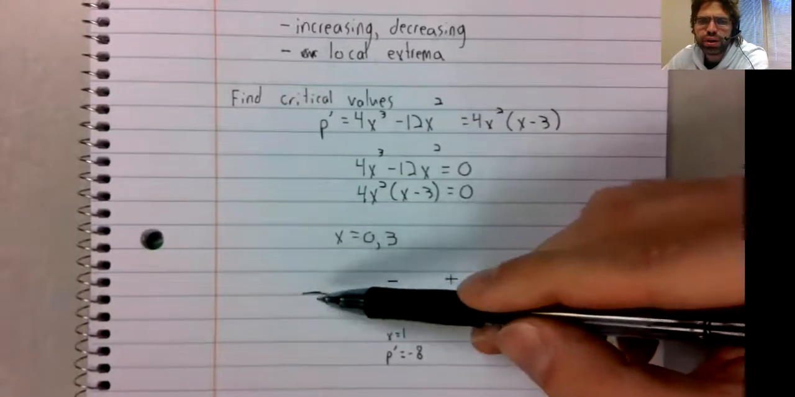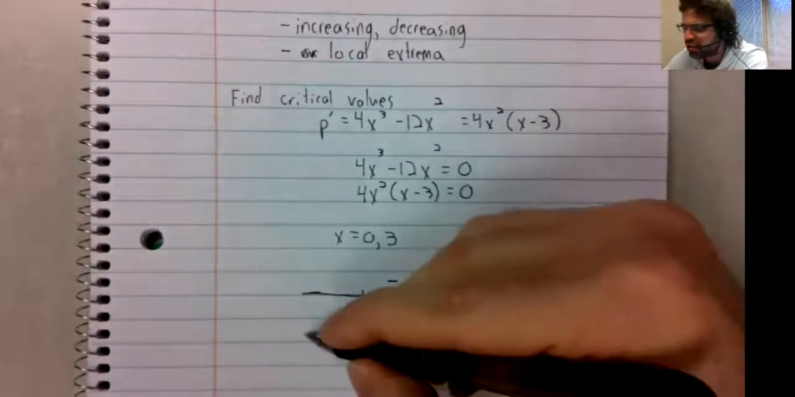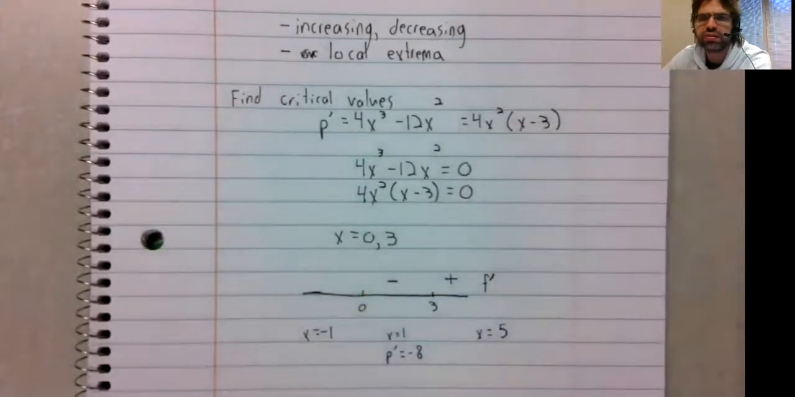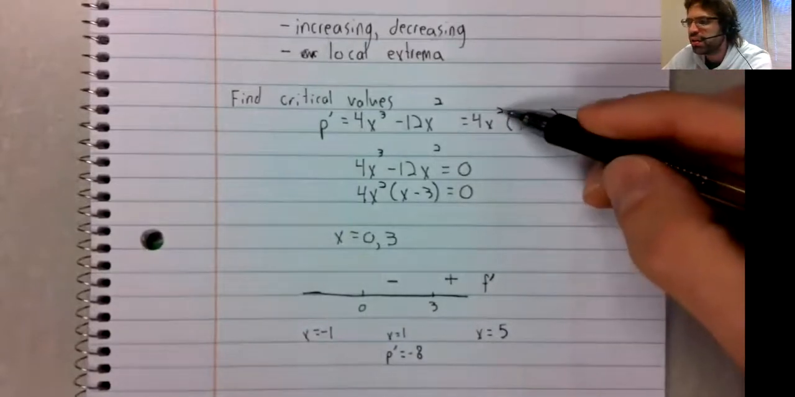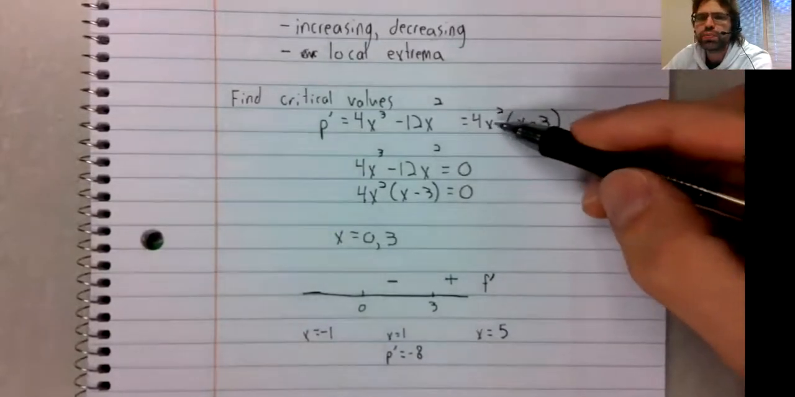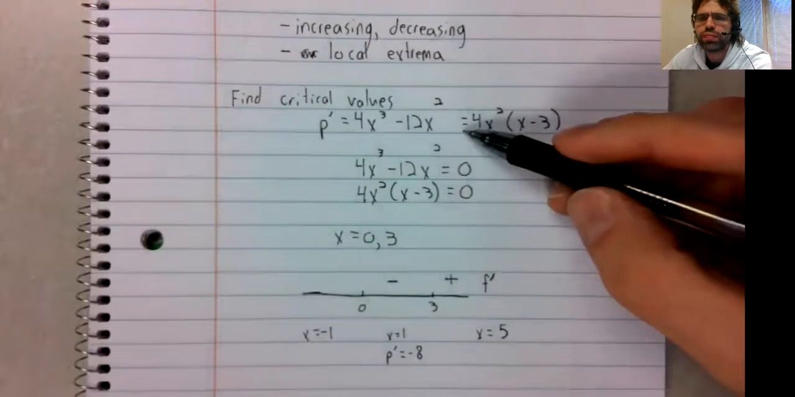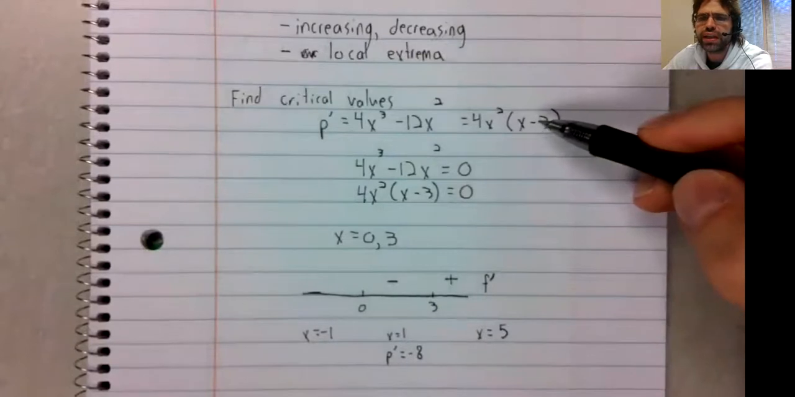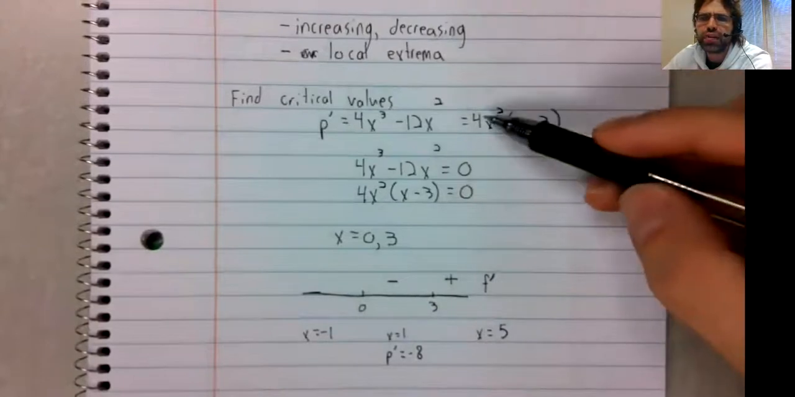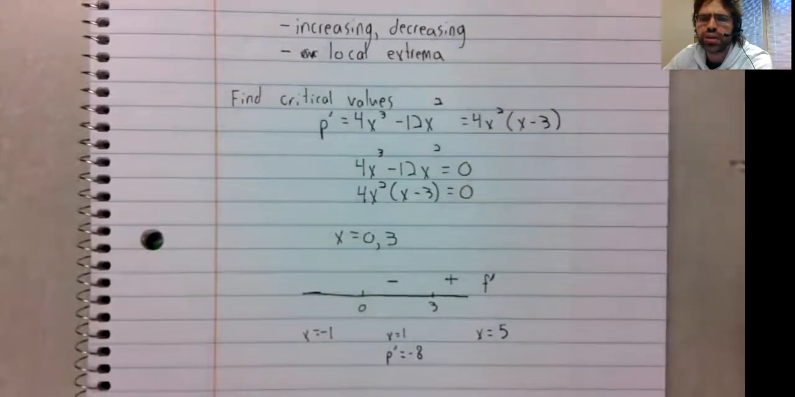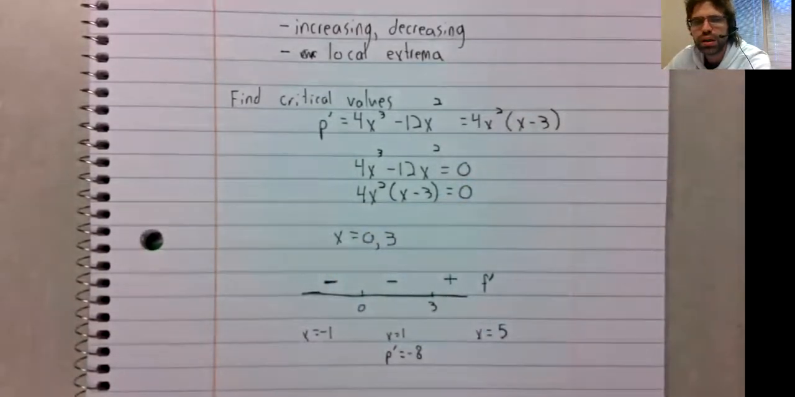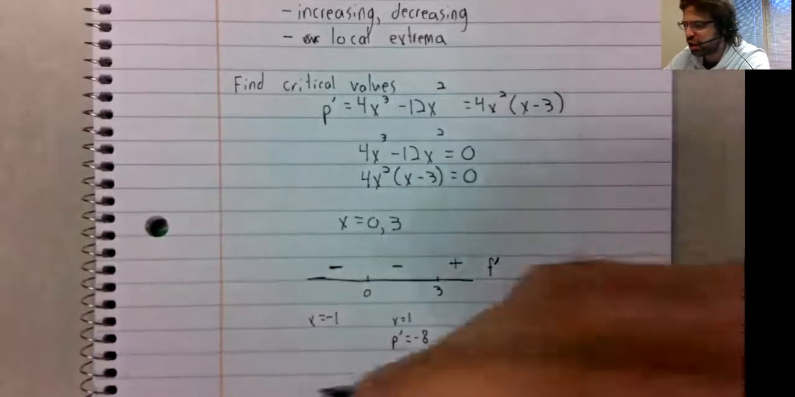And if we go over here and select something, negative 1, let's say, negative 1 squared is 1 times 4. Negative 1 minus 3 is negative 4. This product is negative, a positive number times a negative number. And there's our sign chart.